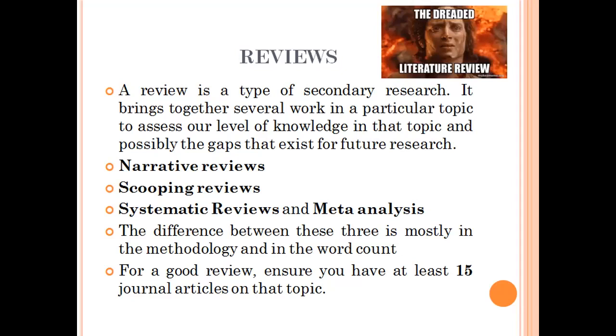So for a good review, a rule of thumb is that you should have at least 15 journal articles. If you don't have at least 15 journal articles, it means you may not be able to do a very good review on that topic.